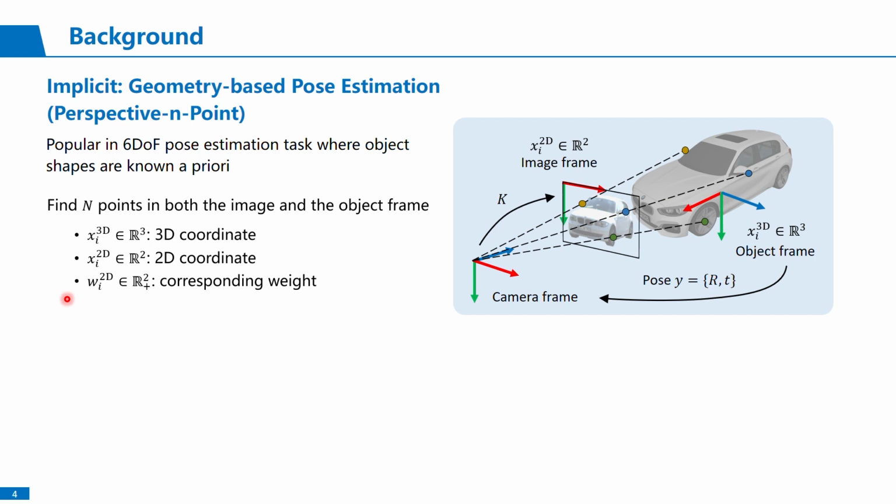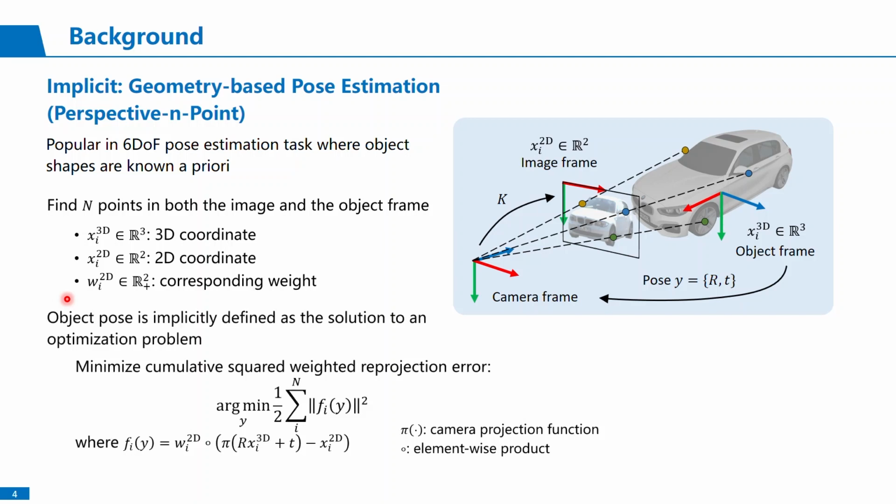From these endpoints, the object pose is implicitly defined as the solution to an optimization problem. That means we can find the optimal pose that complies with the projection rules, where every projected 3D point shall coincide with the corresponding 2D point in the image. Formally, the PnP solver minimizes the cumulative squared weighted reprojection error, where the error of each point is a function f of the object pose y.